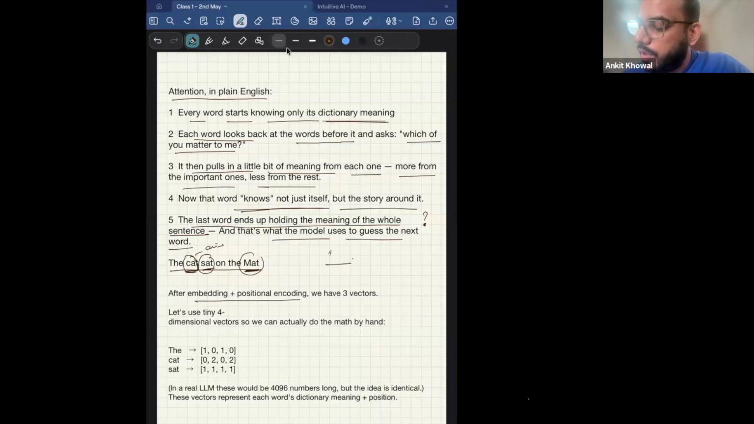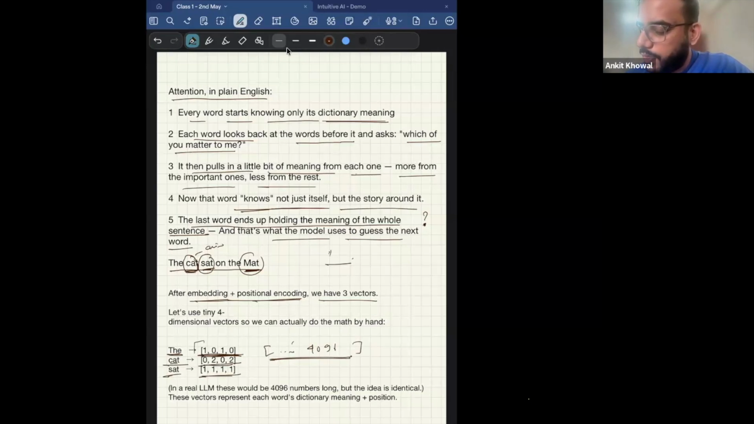After the embedding and positional encoding, let's say we have three vectors. I am taking a very small example where each word is represented by just four dimensions, and this is the vector for each word. In real LLMs, this whole array structure which you are seeing will be of 4096 numbers. This is very huge, but just to make the calculation easier, I am taking 4 dimensions for now. So after embedding and positional encoding, cat is represented like this, the is represented like this, sat is represented like this. It's just a very basic simple example to explain how attention will work.